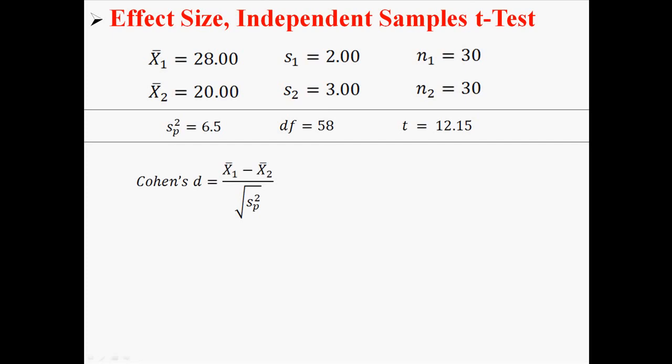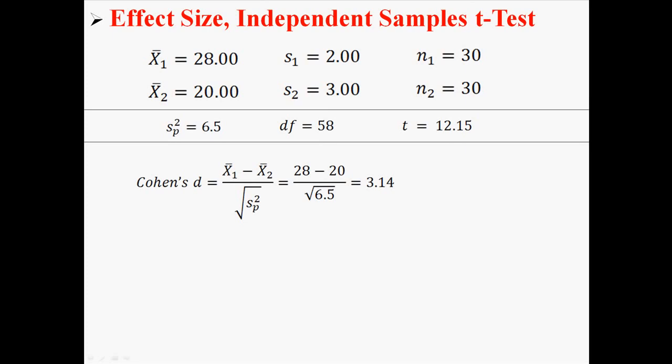Cohen's d is just the difference of the two means divided by the square root of the pooled variance. So using this information that you would already have if you did a t-test, we can put those into the equation to find the effect size. And doing it just like that, we get a Cohen's d of 3.14.